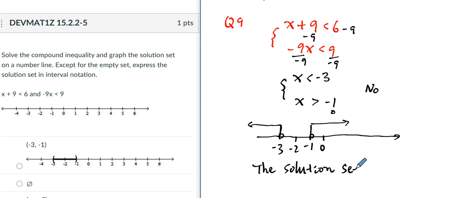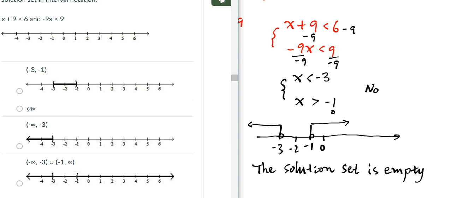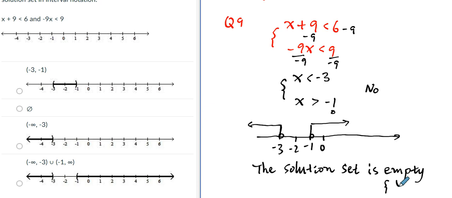So in this way, the solution set is empty. There is no solution. You cannot find a number in this world which is greater than -1 and less than -3. So in this case, you want to choose the one right here, empty set. Empty set can be denoted by curly brackets with nothing inside, or by the empty set symbol.